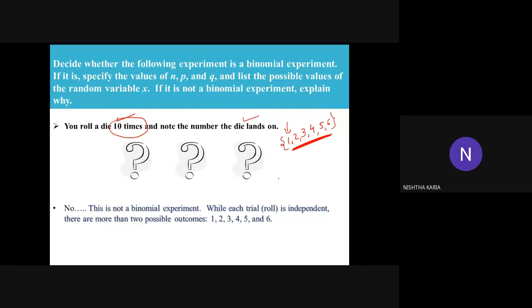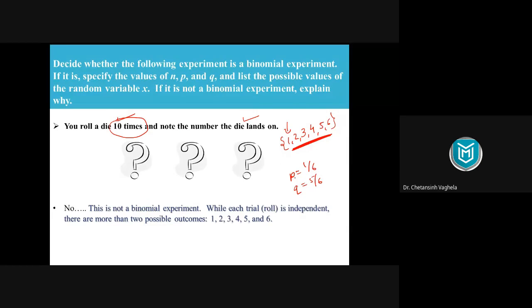Like we will add that getting 1 is a success. Then the probability of success will be 1 by 6, and in that case the probability of failure will be 5 by 6, if you are saying that getting 1 is a success. But here it is not provided. So this is not binomial, but we can make it binomial.